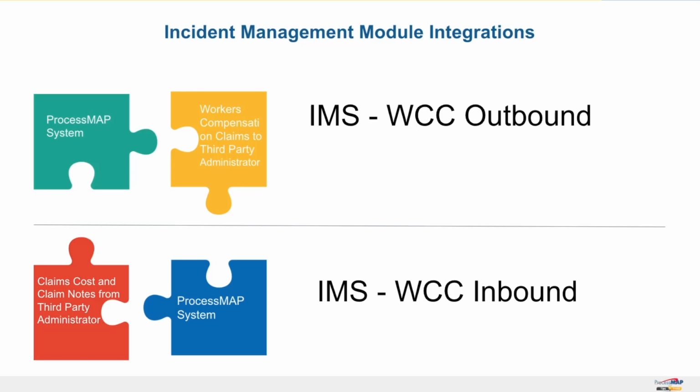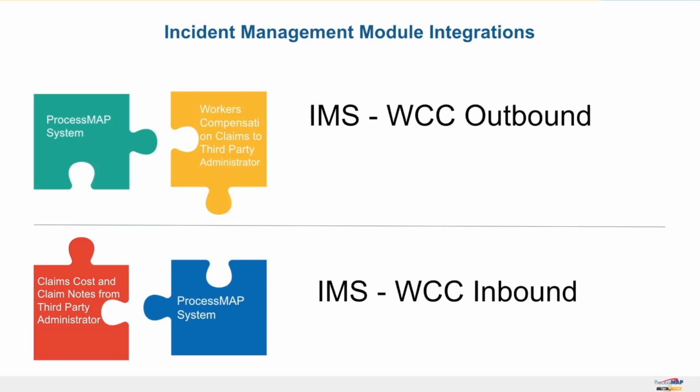After the workman's compensation claim is evaluated by the insurance, the third-party administrator will notify if the claim has been accepted and the amount of benefits to which the employee who has been injured is entitled. All this information can be fed from the TPA to our Process Map system.